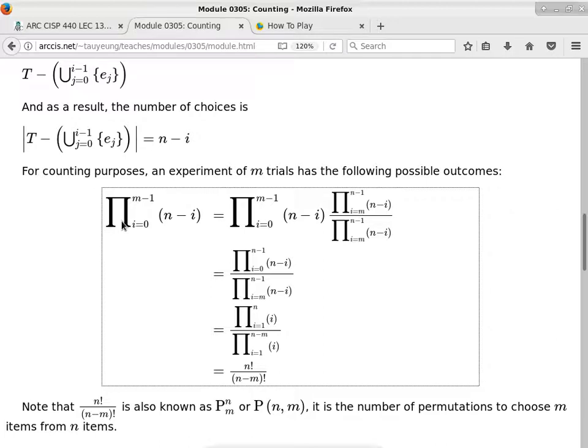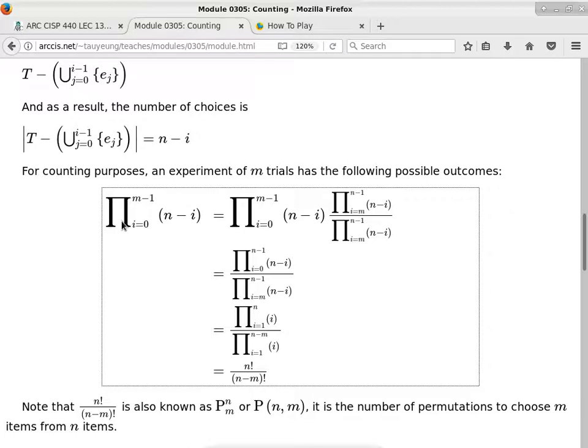In this case, I'm using i as an index to go from 0 to m minus 1, because from 0 to m minus 1, there will be m individual terms. And the term that I'm actually doing the product with is n minus i. So that means I'm multiplying n times n minus 1 times n minus 2 times n minus 3 and so on, all the way until we get to n minus (m minus 1). Is that okay?